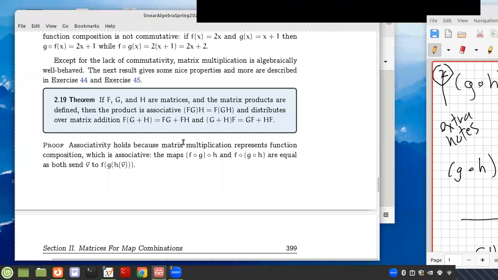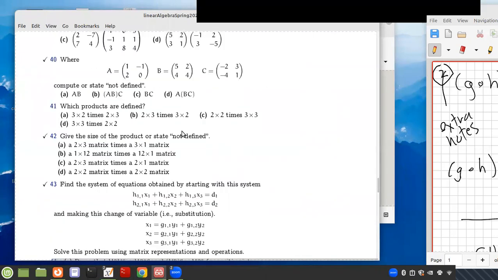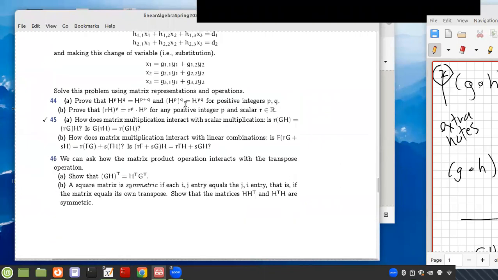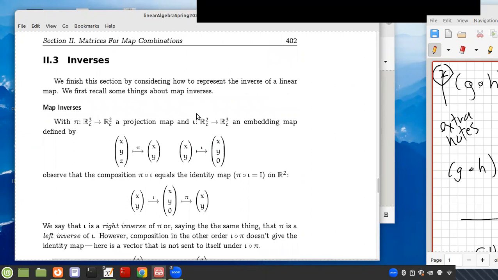So there's a lot of extra stuff here, and it points out that all the rules, the matrix rules, correspond to matrices and matrix products, and there's sort of one image in maps, one image in matrices. Okay, and you have inverses. You have map inverses.